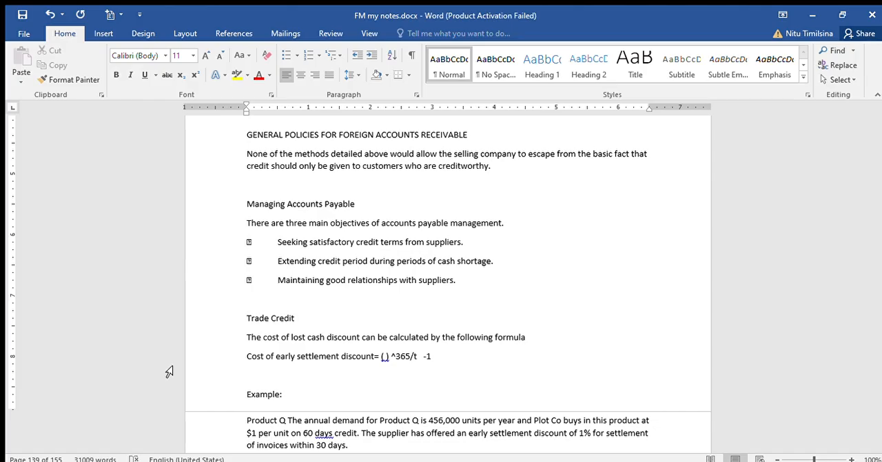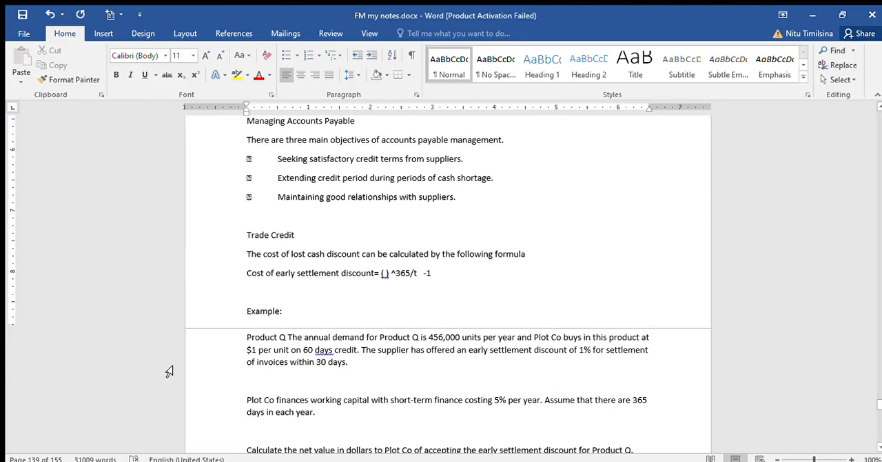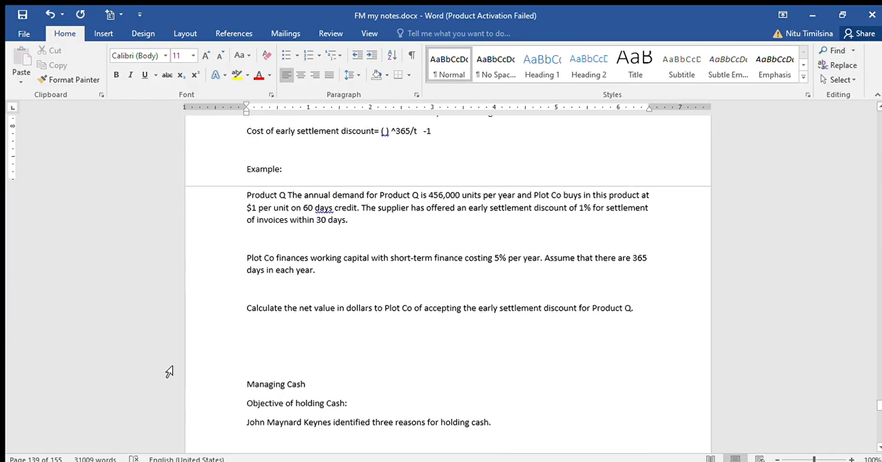Managing account payable. There are three main objectives of account payable management: seeking satisfactory credit terms from suppliers, extending credit periods during periods of cash shortage, and maintaining good relationships with suppliers. Trade credit. The cost of lost cash discount can be calculated. Trade credit. Example: product Q.